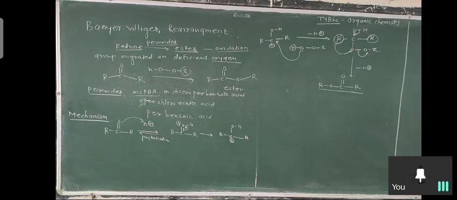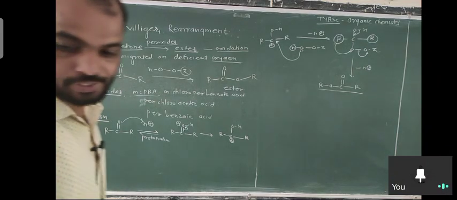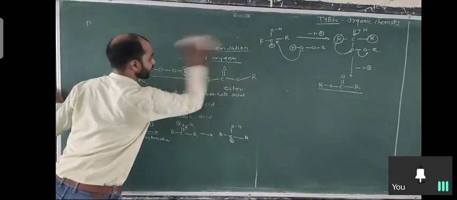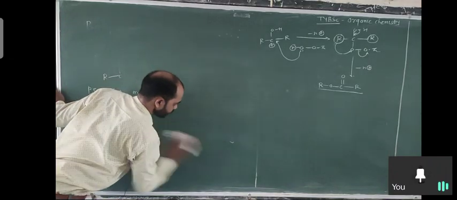So peracids are required here, peracids used as a reagent. Okay, so which peracids are used? We are taking some examples here. This is just a general reaction, a general representation. We are going to solve the examples.